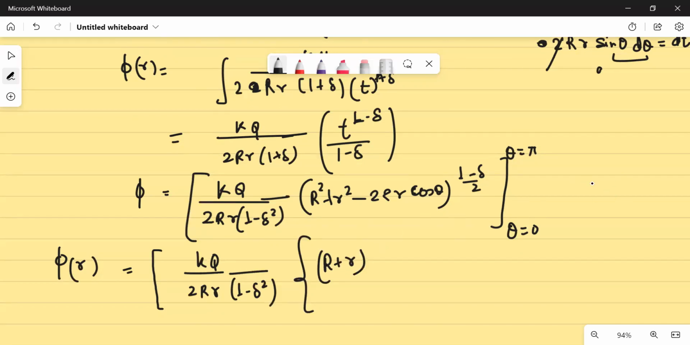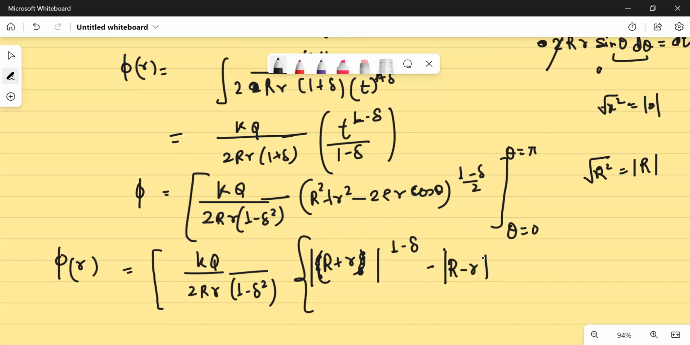So always remember root over x square is mod x. So what I will write, this will be like, what should I write? R plus r का mod की whole power 1 minus del. तो हो गया क्या? हमेशा याद रखो, root over x square is modulus of x. This is what I am doing, why I am doing, I will let you know. If I write theta equal to 0 here, if I put theta equal to 0, it will be R square plus small r square minus 2 Rr. So this will be capital R minus small r का mod की power 1 minus del.